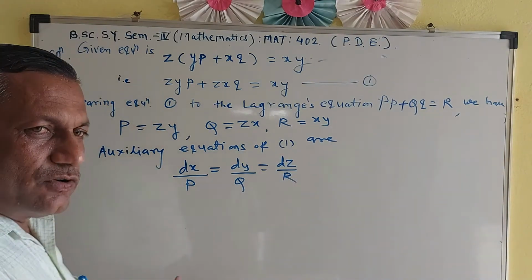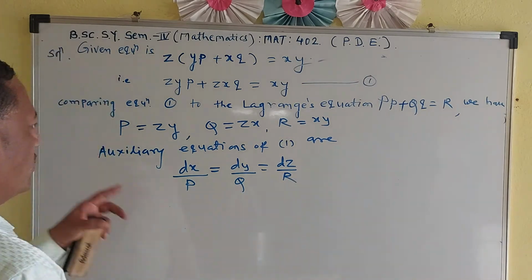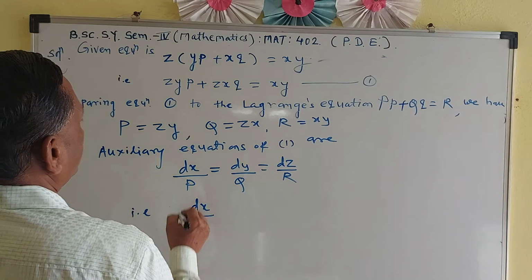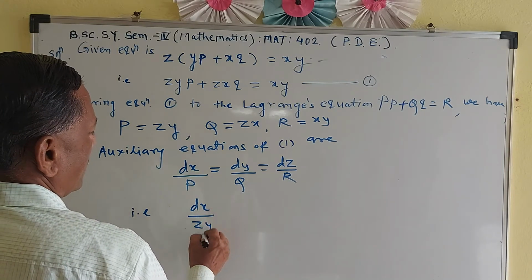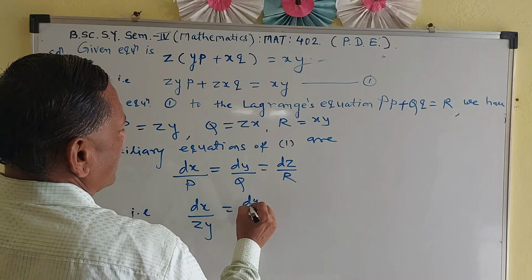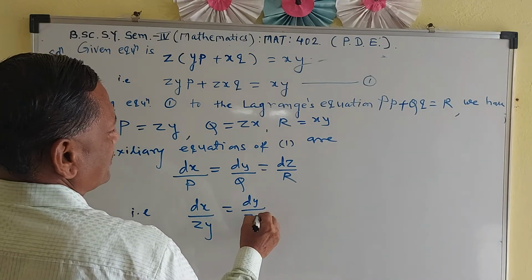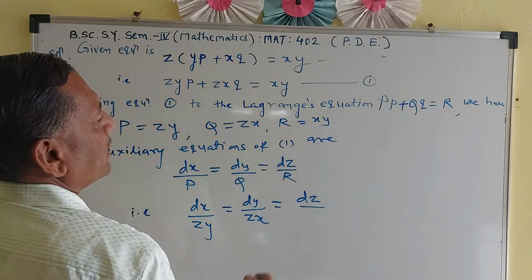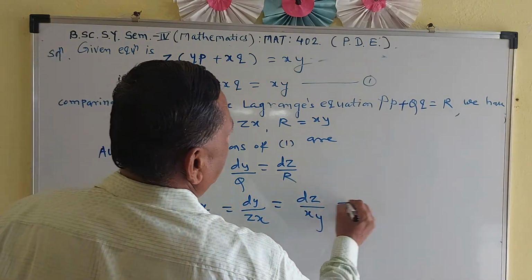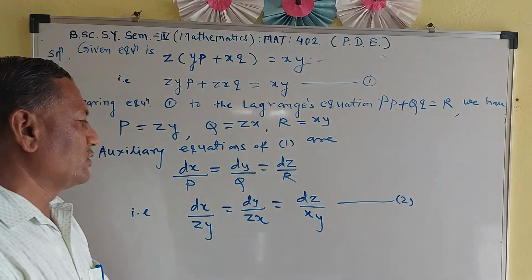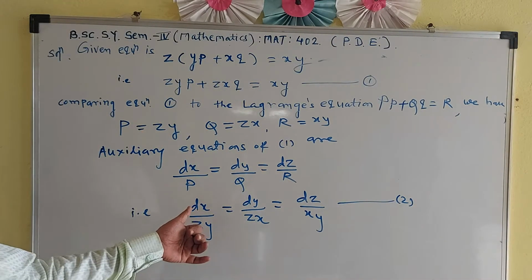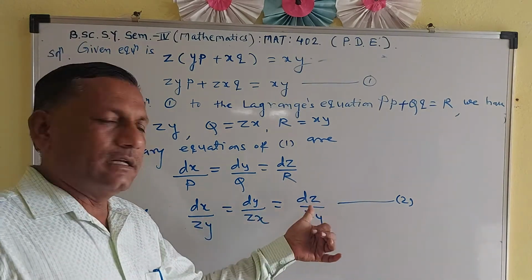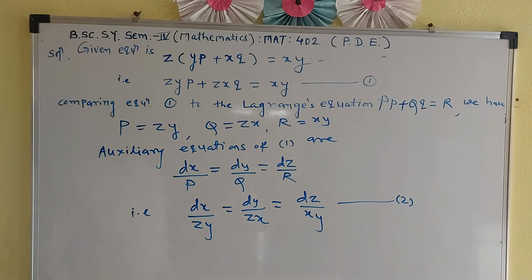So you have to find the u of xy is equal to c1 first. So here dx upon P means zy, is equal to dy upon Q means zx, is equal to dz upon R. What is R? R is xy. Suppose this is number 2. Then you take first two members of equation 2, or first and last, or second and last members of equation 2.